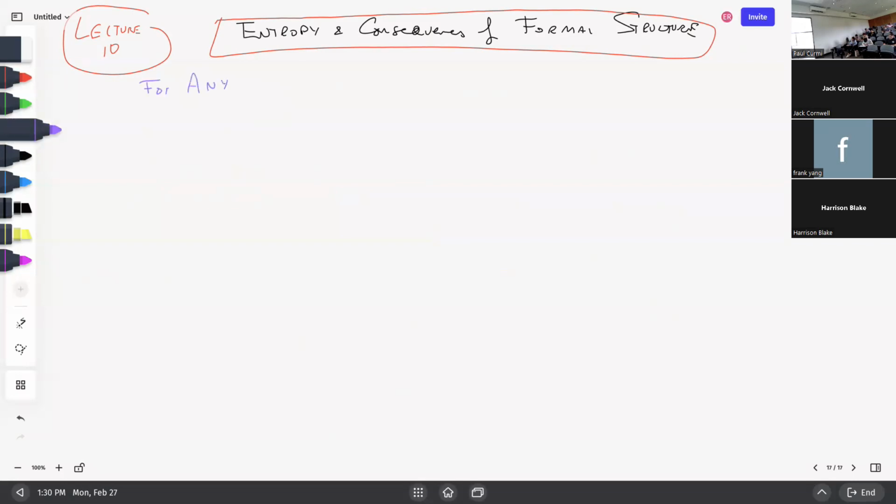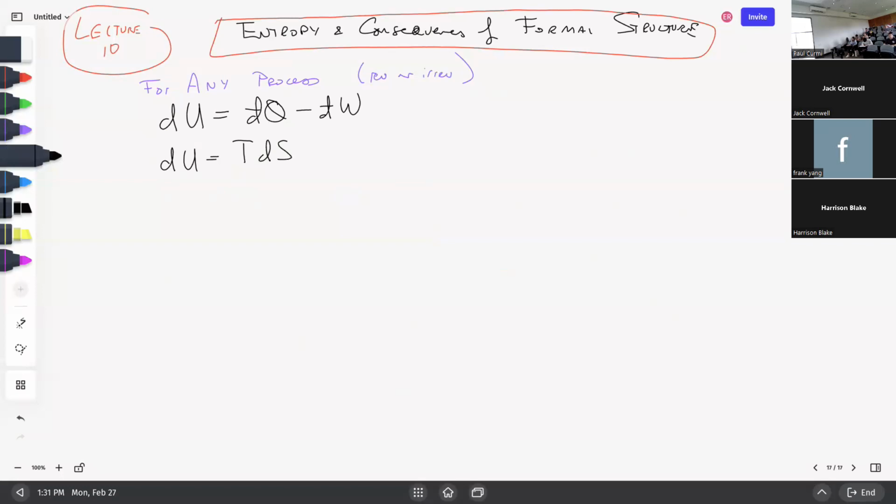Any process, okay, reversible or irreversible, the first law always applies. So the change in internal energy is always going to be equal to the energy you put in minus the work that the system does. That's always going to be true. And it's also going to be true that the change in the state parameter U is going to be equal to TdS minus PdV, okay?